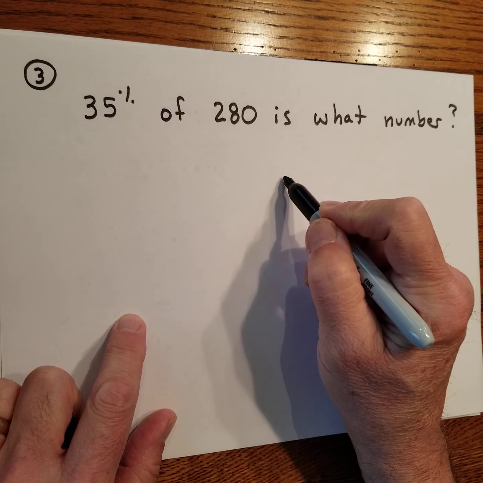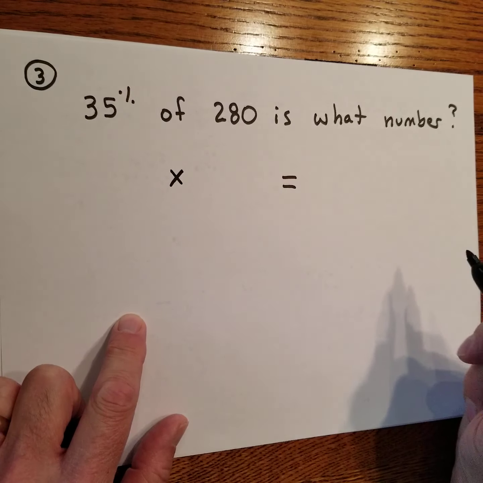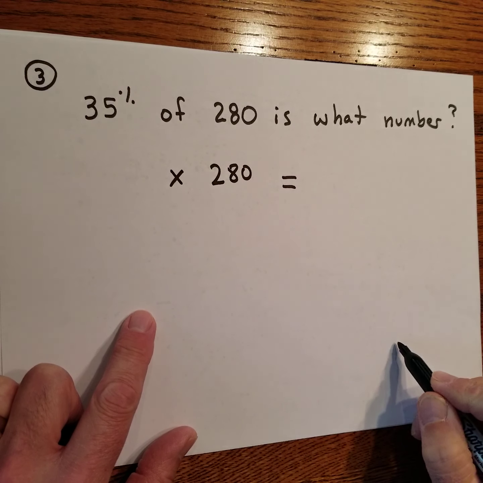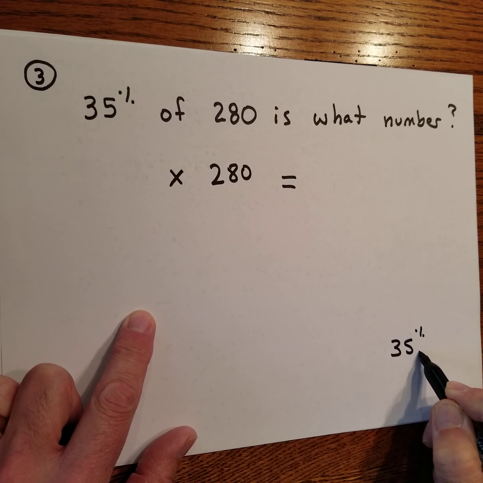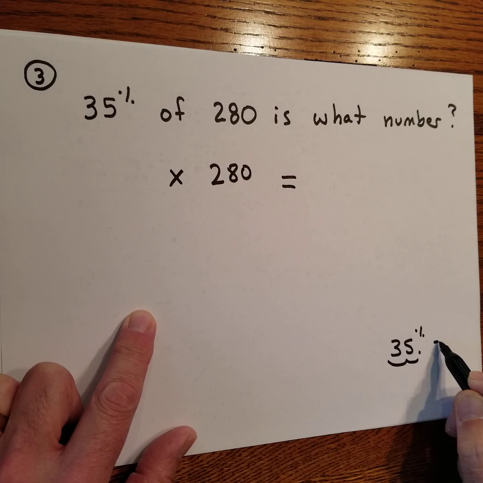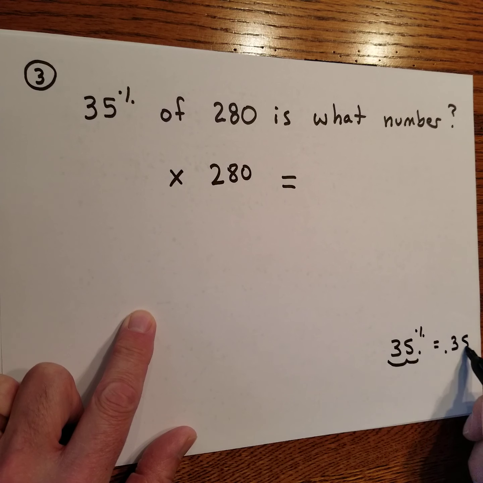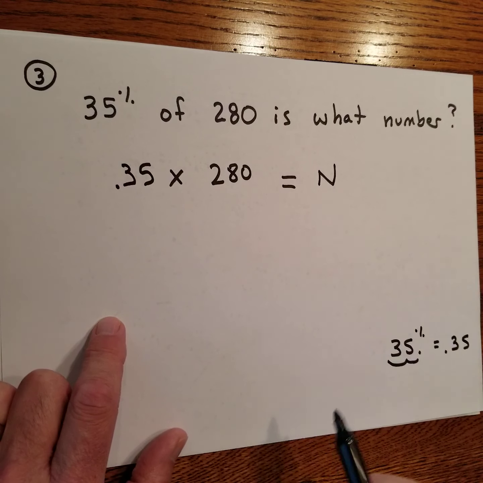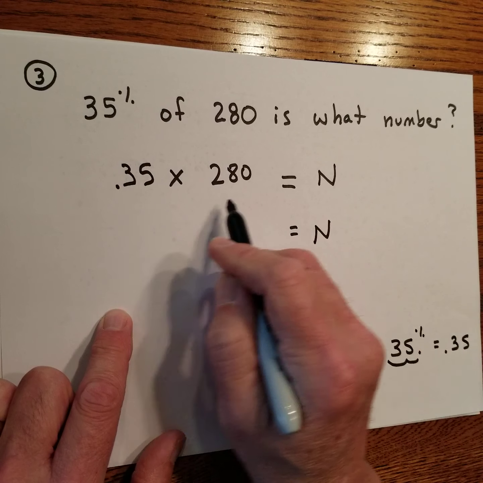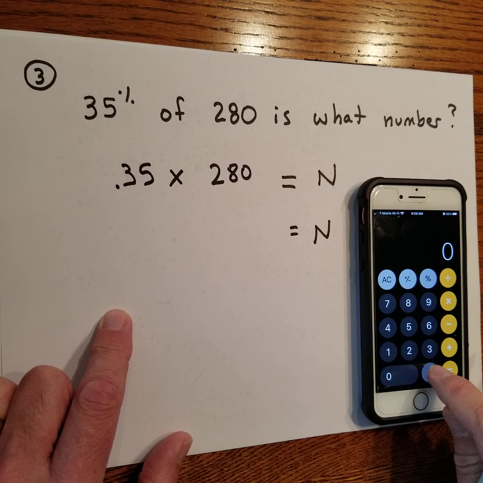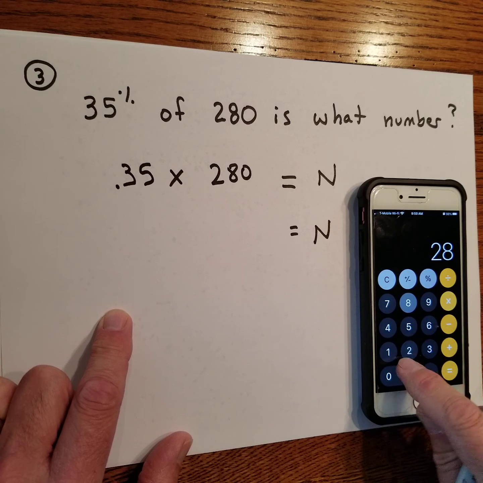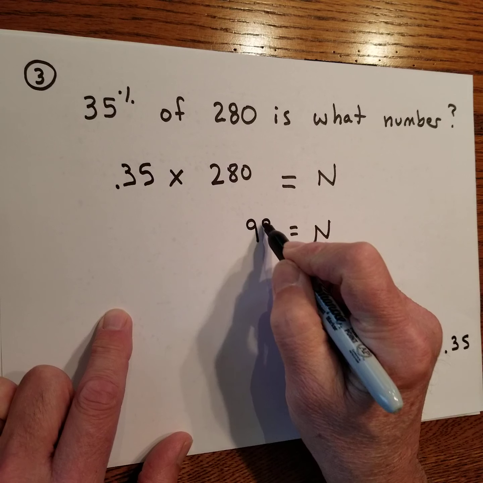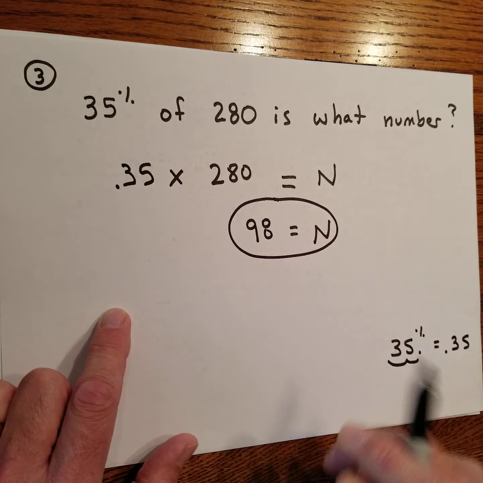For number 3, is equals, of is times. I'll copy the 280. 35%, when I put it in my calculator, should go in as 0.35. This time, my final answer, I need only multiply these together. 0.35 times 280 is 98. Beautiful.